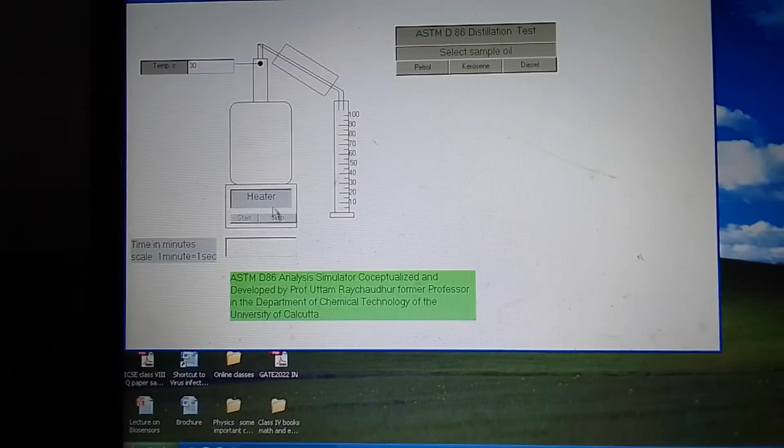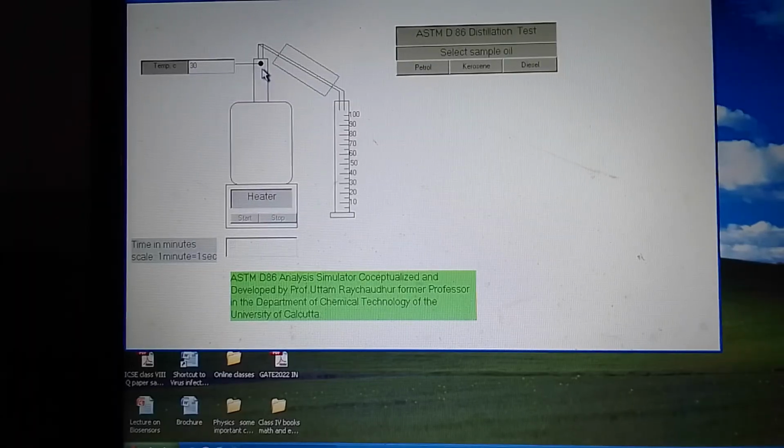Here you can see that it is a 250 cc flask where a sample of 100 cc is taken and placed on a heater, and obviously this is surrounded by some insulating materials or wall to avoid heat loss to the surroundings, which is not shown here.